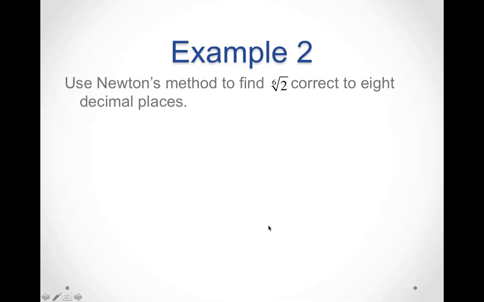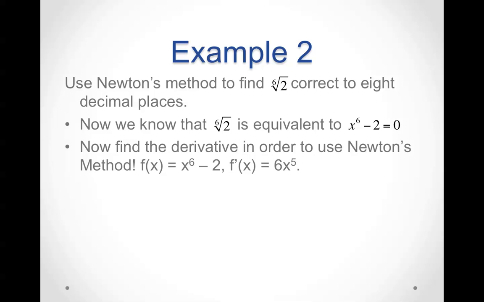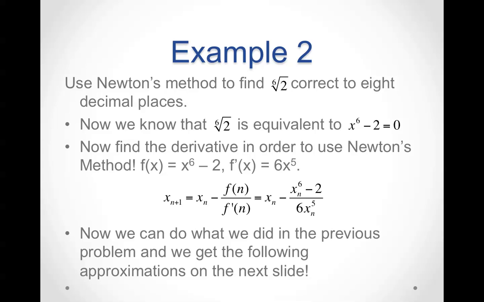Use Newton's method to find the 6th root of 2, correct to 8 decimal places. So now we know that the 6th root of 2 is the solution of x to the 6 minus 2 equals 0. Now find the derivative in order to use Newton's method. So first we need f of x, and then we need the derivative of f of x, and then we plug it into the formula. And now we can do what we did in the previous problem.